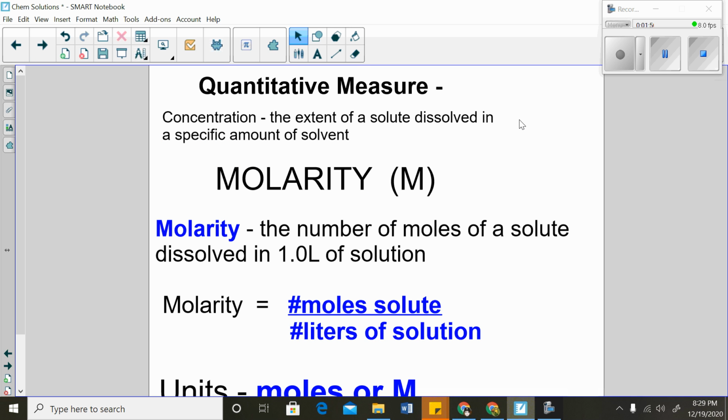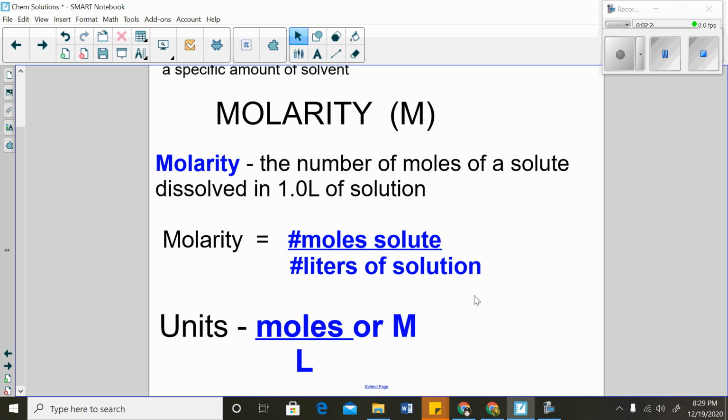Now, a quantitative measure. So for concentration, this is the extent of a solute dissolved in a specific amount of solvent. What we use is what's known as molarity, and it's symbolized by a capital M. So molarity is the number of moles of a solute dissolved in 1.0 liters or 1 liter of solution.